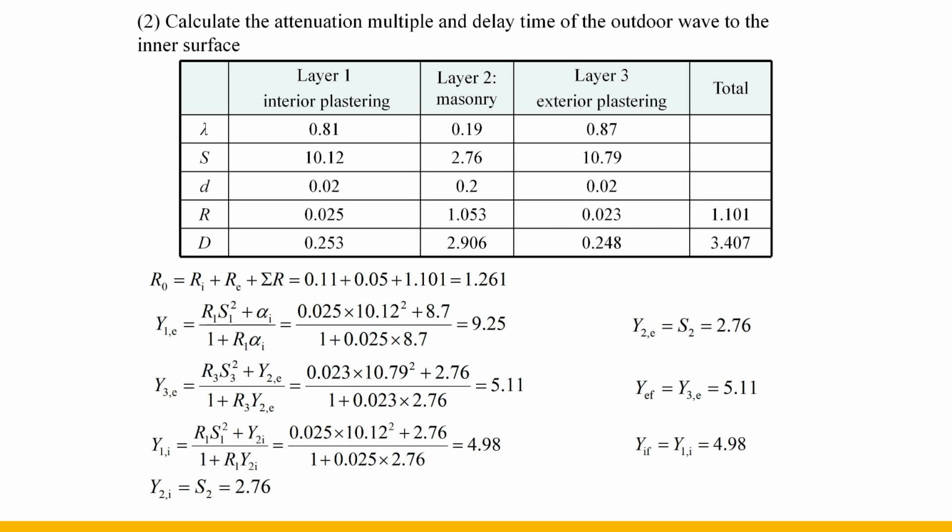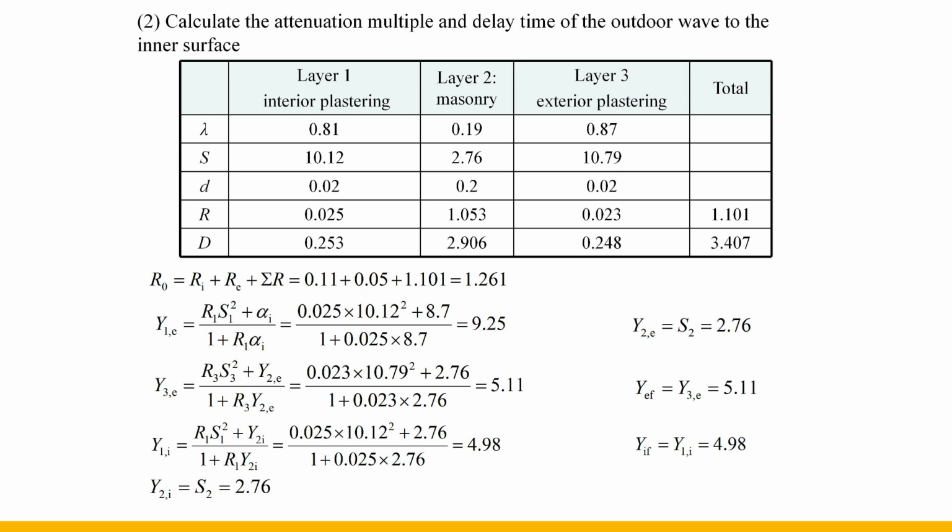Step 2. Calculate the attenuation multiple and delay time of outdoor wave propagating to the inner surface. The thermal conductivity, heat storage coefficient, and thickness are listed in the table according to the layer number, and the thermal resistance and thermal inertia index of each layer are calculated and summarized. The total heat transfer resistance is equal to the sum of the thermal resistance of each layer and the heat transfer resistance of the inner and outer surface. It is noted that the heat transfer resistance of the outer surface is 0.05 in summer.